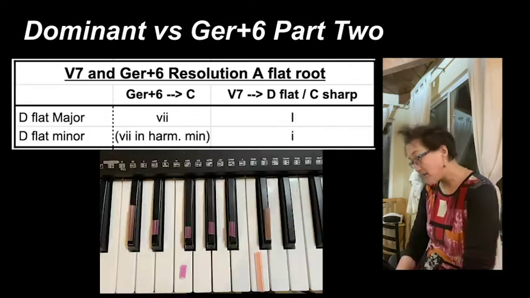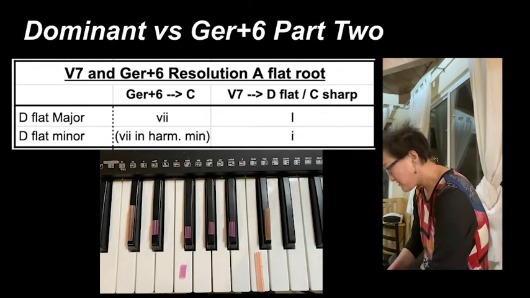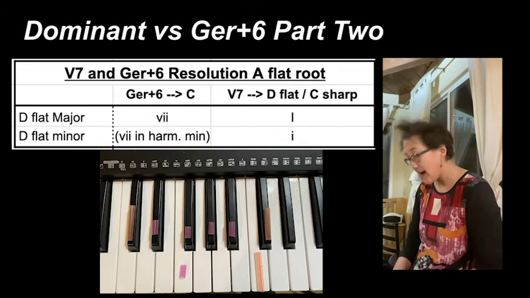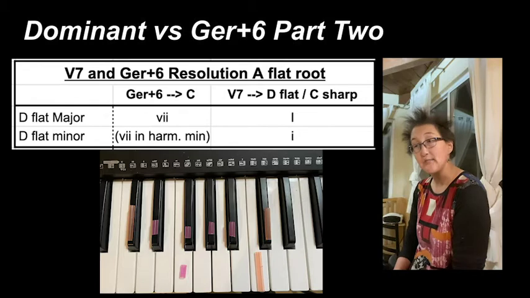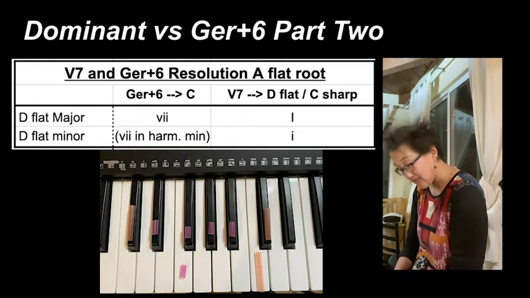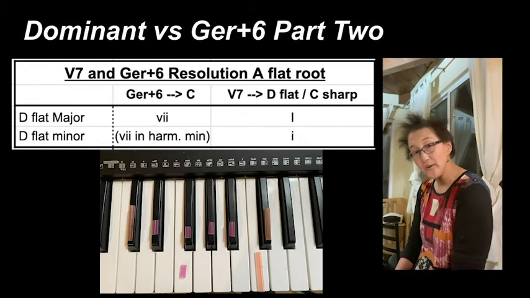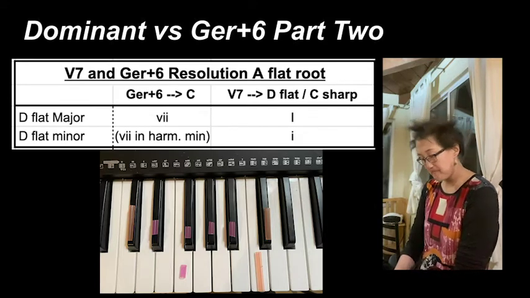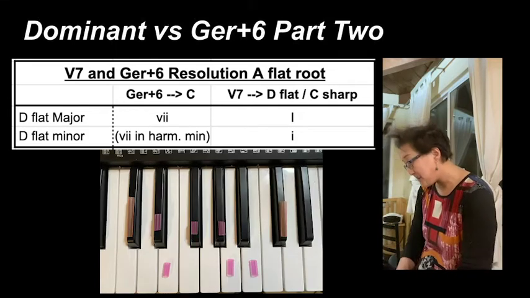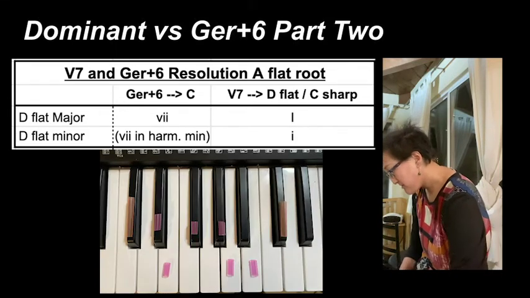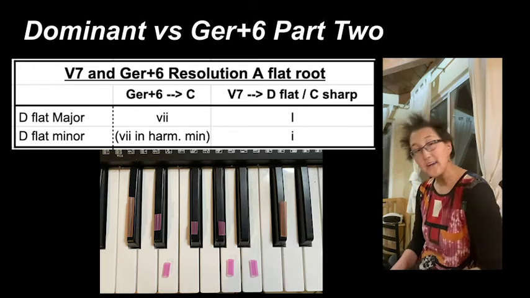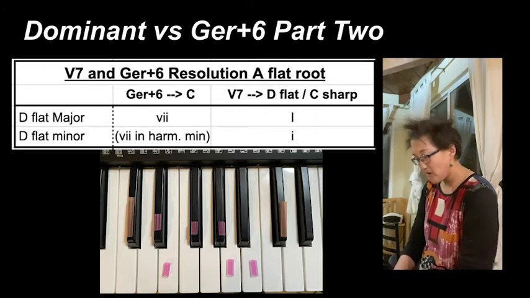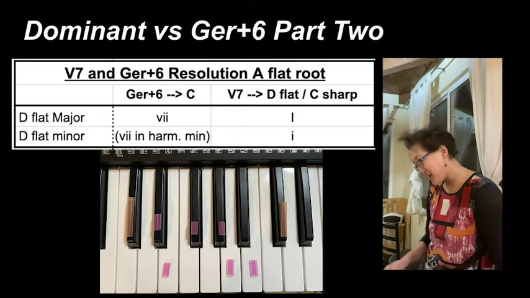All right, now how about D flat major? There is both the D flat and the C, so your 2 options for that would be to use this chord as a 5 of 1 or 5 of 7, or to use it as the German of the 7. How about D flat minor? In that case, we only have the D flat, so we only have the 5 to the 1. Or excuse me, minor. Okay.